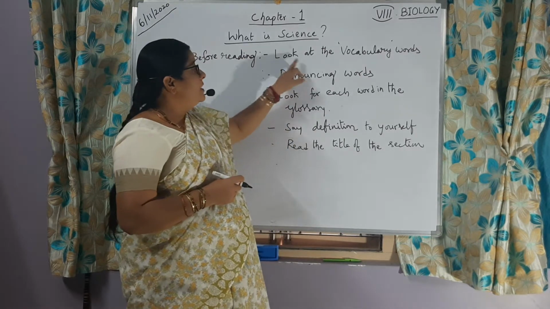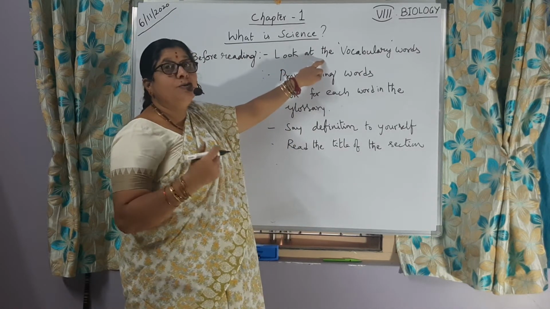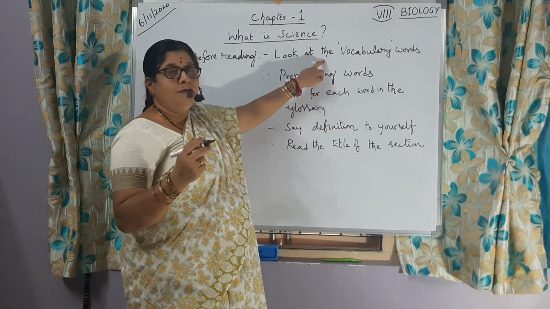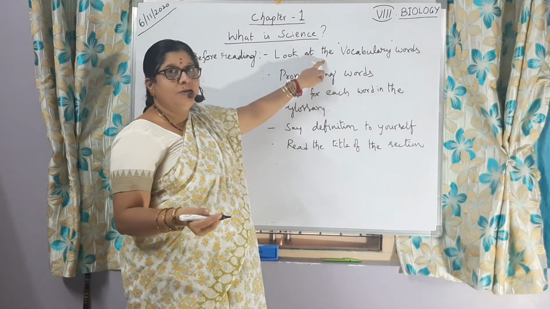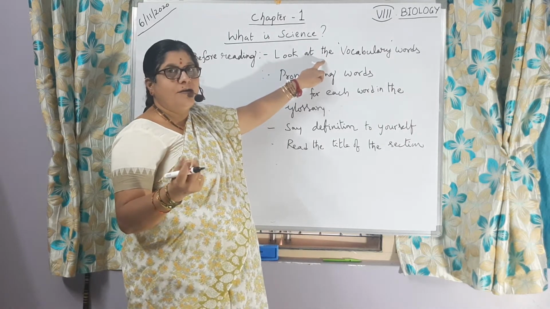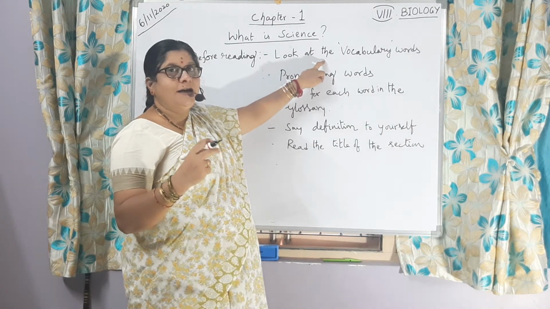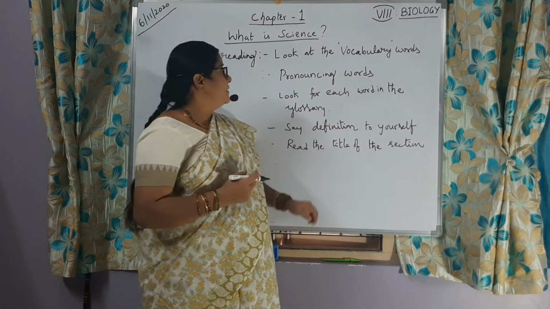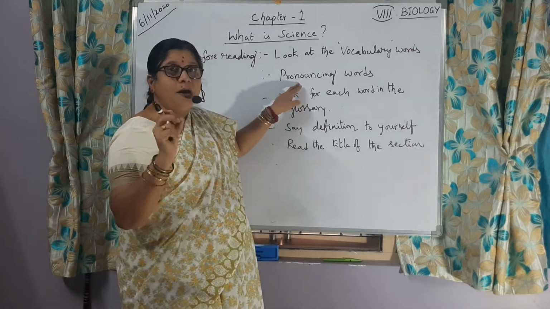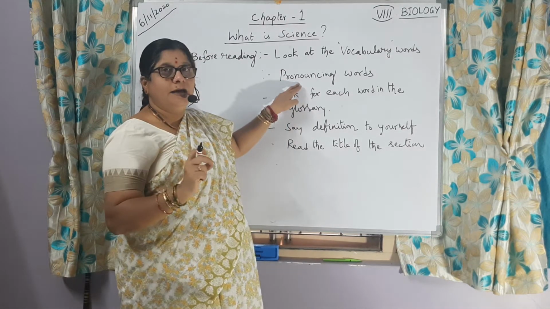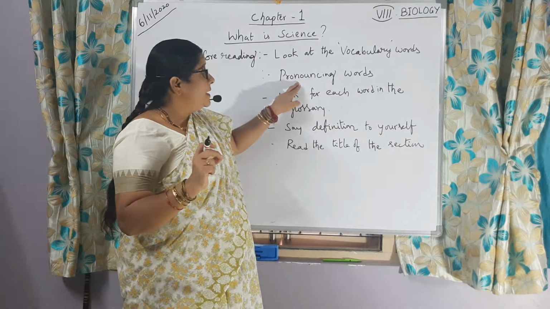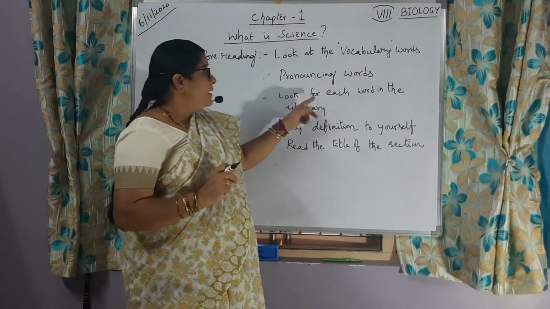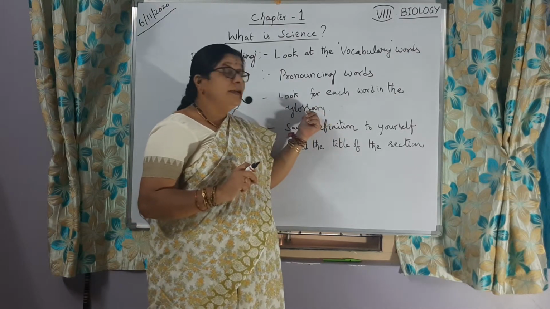Then look at the vocabulary words, the new words. So what are the new words? You know the words which are commonly used, but we have to learn the new words. Just now I said endangered, extinct. Those are new words, vocabulary words. Then you have to pronounce the words properly. We must learn the proper pronunciation of words. Then look at each and every word in the glossary.